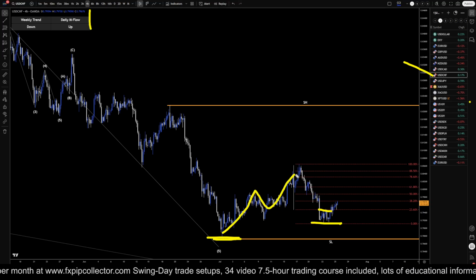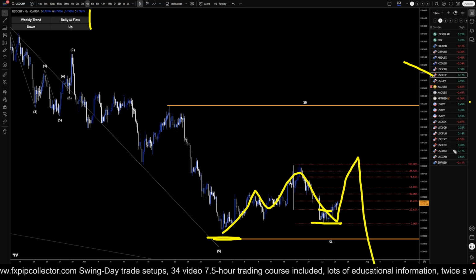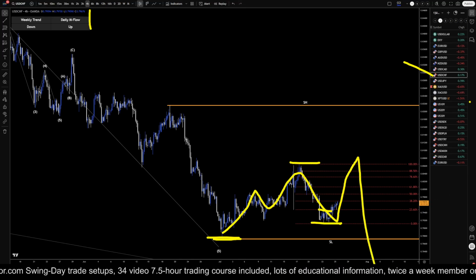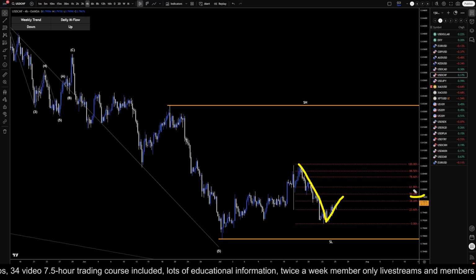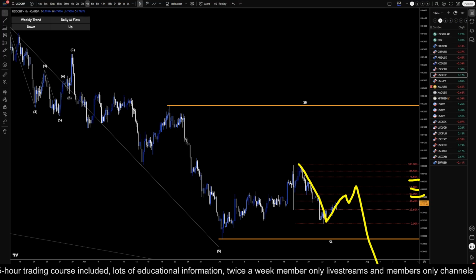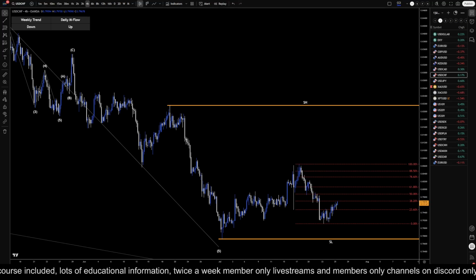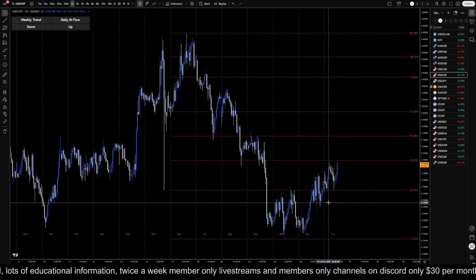Either this is one big old ABC pretzel like this, and it's going to go all the way back up and take out those highs, or this move up right here is going to be a pullback to this last move down. It's going to go up to one of these fib levels and then turn back down again. So either scenario, honestly, we should be looking for longs on shorter time frames, right?